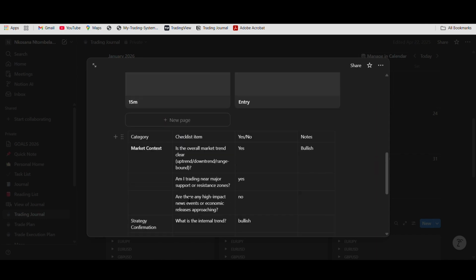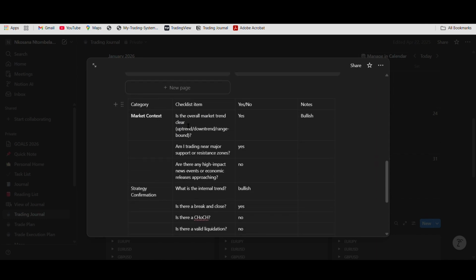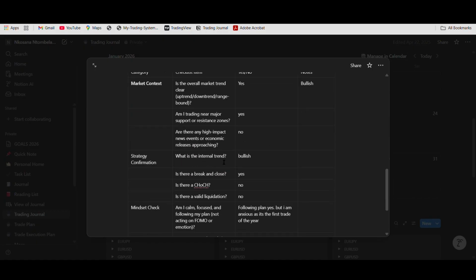And how do I validate the trade? With this little check before getting into the trade, right? Is the overall market trend clear? Yes, right? It was bullish. Am I trading near major support or resistance? Yes, but it was with confluence, right? It was the 4 hour demand, right? So it was good for buys, which is okay.